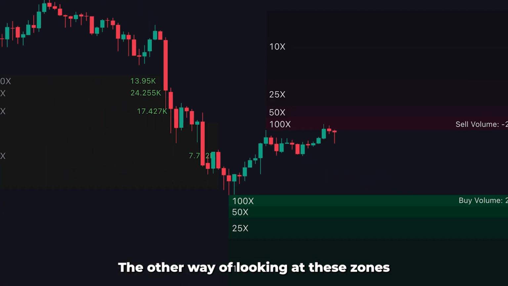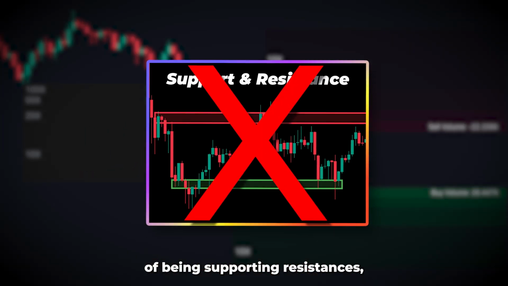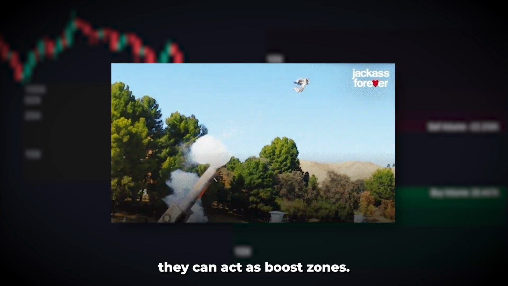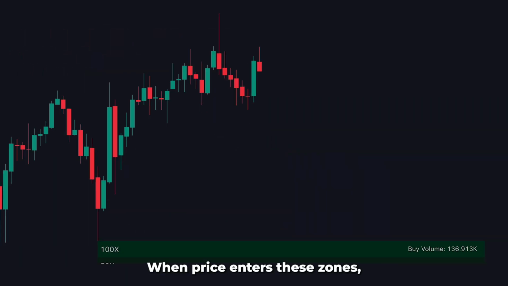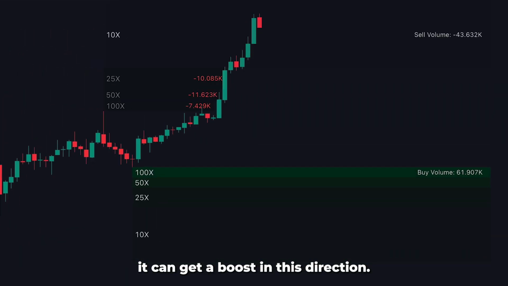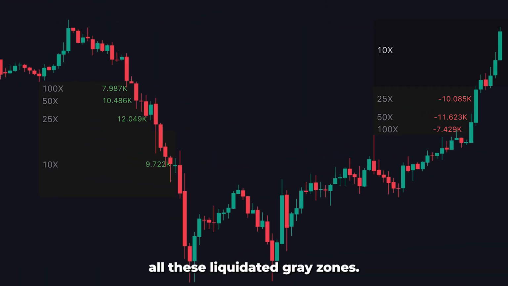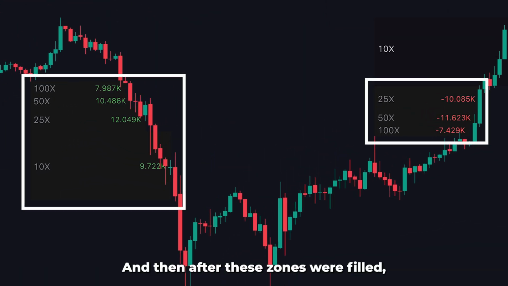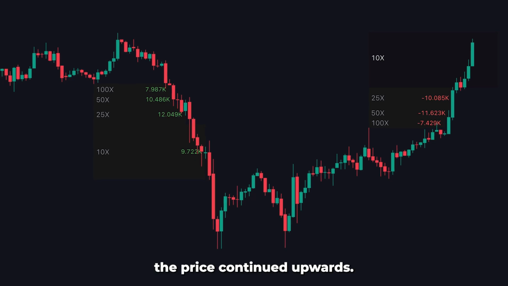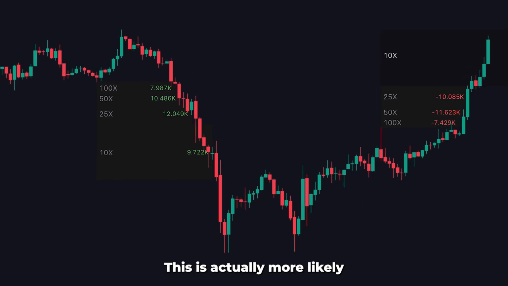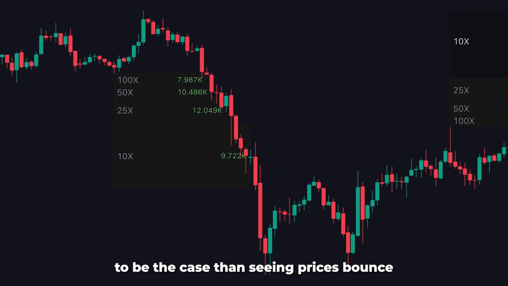The other way of looking at these zones is instead of being support and resistances, they can act as boost zones. When price enters these zones, it can get a boost in this direction. This is due to cascading liquidation logic. Here, we see all these liquidated gray zones, and then after these zones were filled, the price continued upwards. This is actually more likely to be the case than seeing prices bounce.